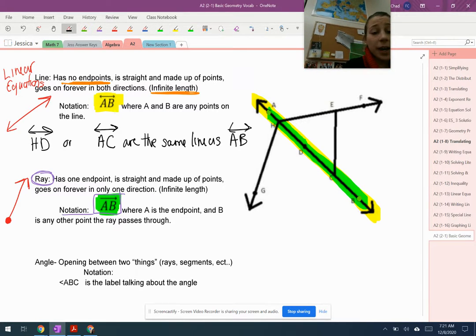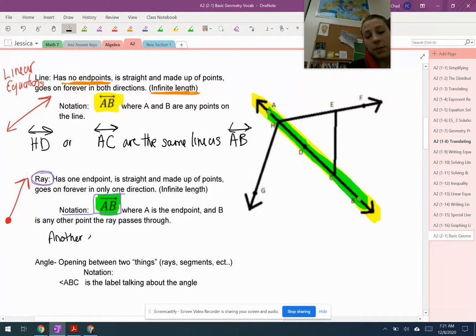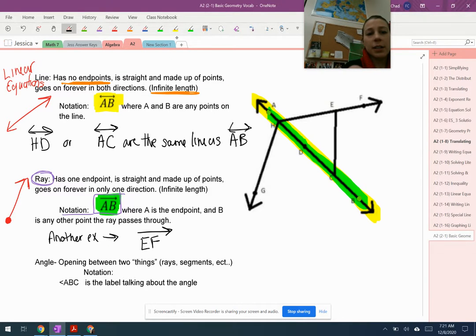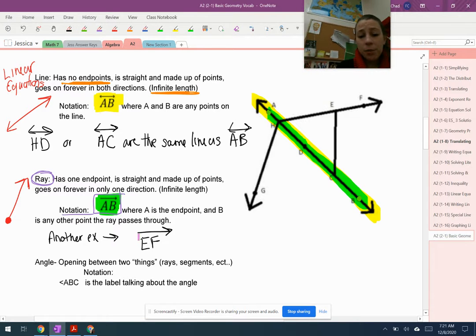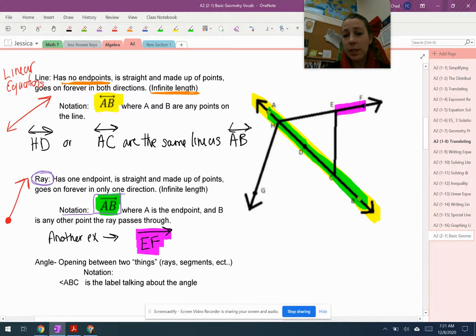Another example of a ray could be ray EF. And I'll highlight that one in the pink. So ray EF, starting at that endpoint E and going to F. Boom. It's important that the endpoint is your starting point. That's the letter that comes first. So again, this is a ray.